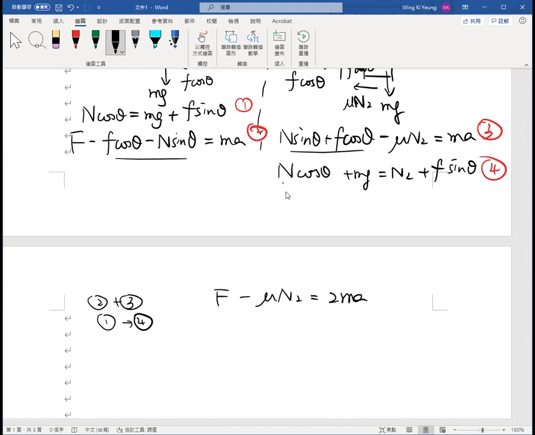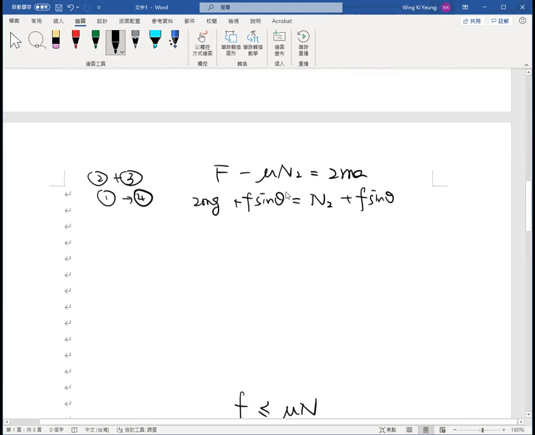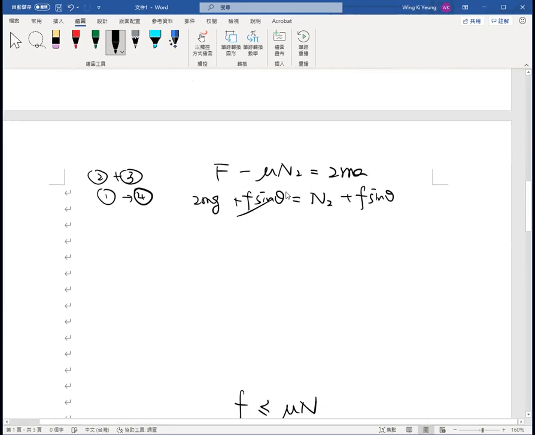So you get m2mg plus f sine theta equals n2. Then you solve for n2. It seems n2 is quite easy.